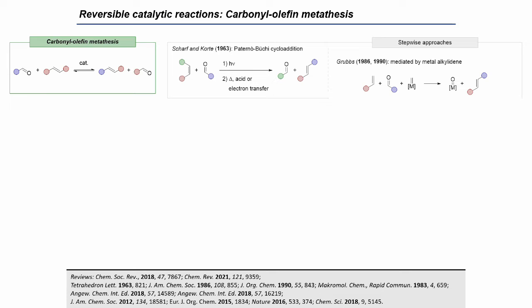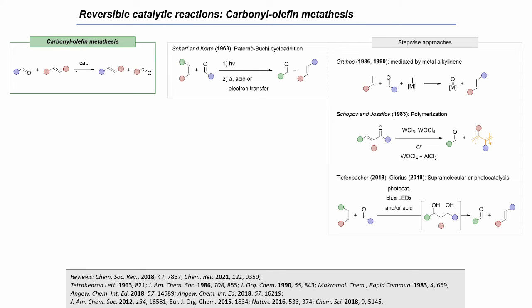Alternatively, metal alkylidenes were also shown to mediate carbonyl-alkene metathesis reactions. However, attempts to turn these reactions catalytic have remained unsuccessful. Another strategy relied on the implementation of alpha-beta unsaturated ketones to yield polyconjugated polymers upon reaction with tungsten-based reagents. More recently, supramolecular strategies and photocatalysts were also shown to facilitate the stepwise carbonyl-olefin metathesis approach by the initial formation of a carbon-carbon bond and subsequent fragmentation.